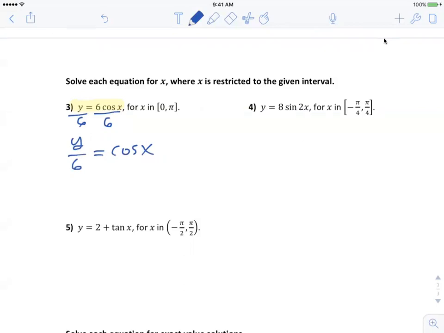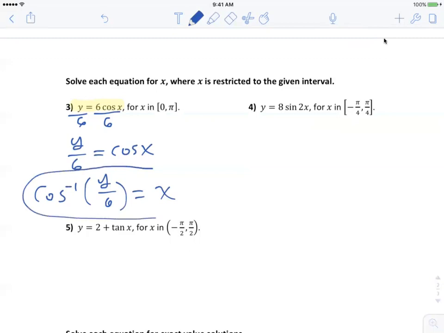But if you have cosine on one side, you can move the cosine to the other side as long as you put an inverse on it, right? So I'm going to write cosine inverse or arc cosine of y over 6 equals x. And then that's it, right? So there's my final answer. Okay, so there's the little trick.